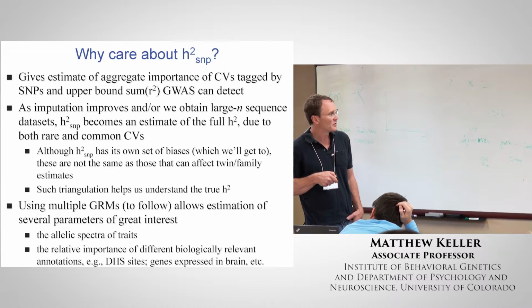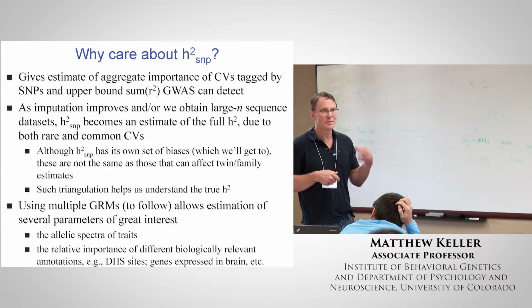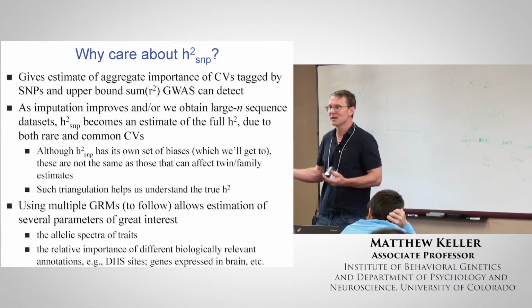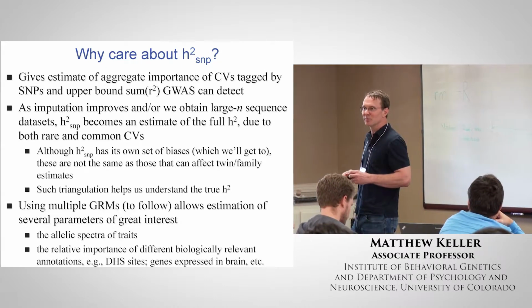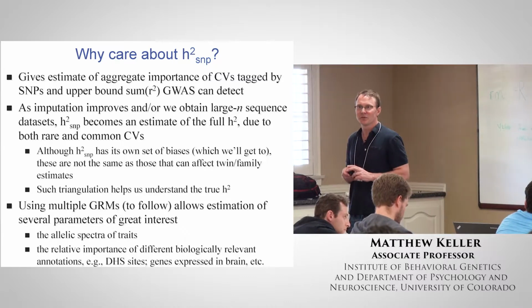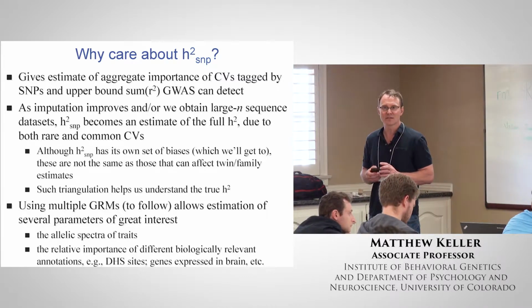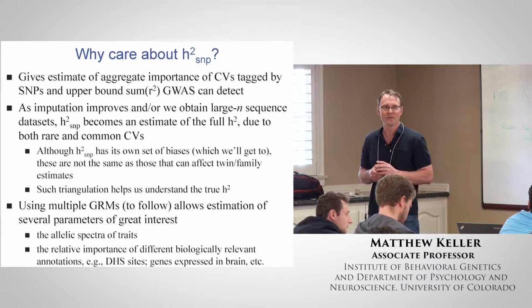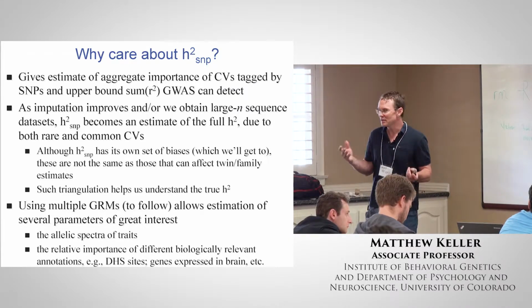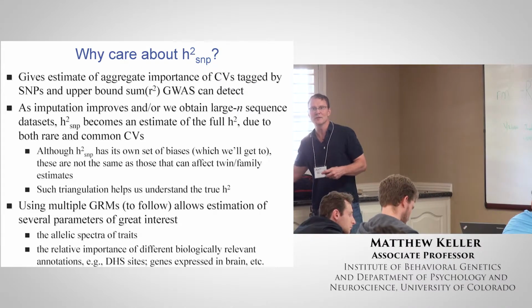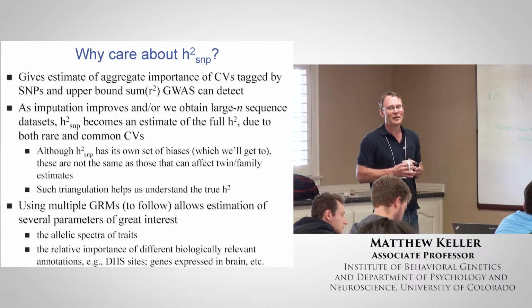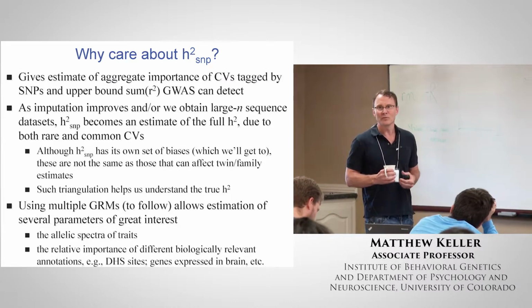Although SNP heritability has its own set of biases, which we're going to talk about a lot, those aren't the same as those that affect the twin family estimates. So if we get some estimates of SNP heritability and some estimates of family heritability, and they all seem to be making a similar picture, it becomes very difficult to argue these away, as some social scientists want to do, that these traits aren't really heritable because the special MZ twin environment assumption was violated. Well, that doesn't hold for these types of estimates.